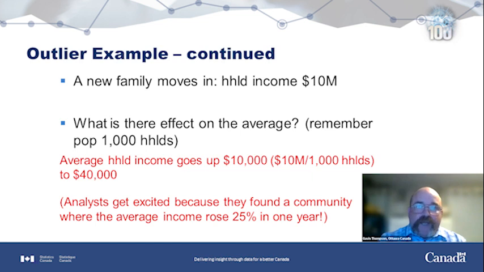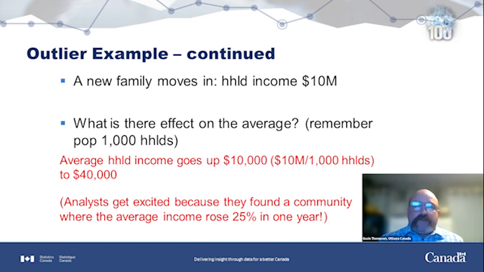So thank you for answering that. So this family has moved into a small little community, small for us, 1,000 households, and they make $10 million. So the income here is going up, and the average income is going up by a lot. Okay, so it's gone up from roughly 30,000 to 40,000. So I wrote down at the bottom here that the analysts at, wherever, StatsCan or universities, get super excited because they found this community where the average income rose. That's embarrassing. The average income rose 33% in 1 year. Shame on me for saying 25%. It's 33%.